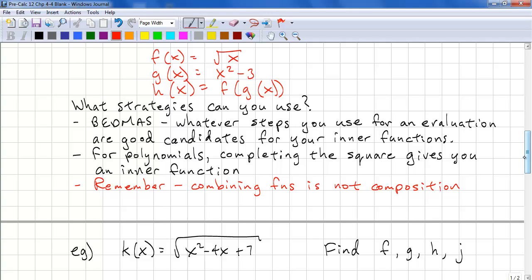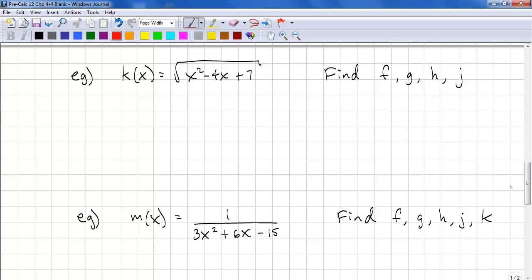We can use BEDMAS, and whatever steps we take for an evaluation are going to be good candidates for our inner functions. For polynomials, we might run into multiple uses of a variable, so completing the square is a way to get us down to a single variable, and then this will give us an inner function. Remember, combining functions is not composition. So let's look at an example.